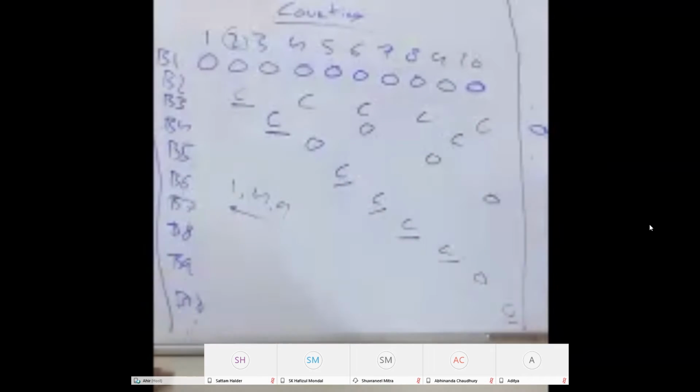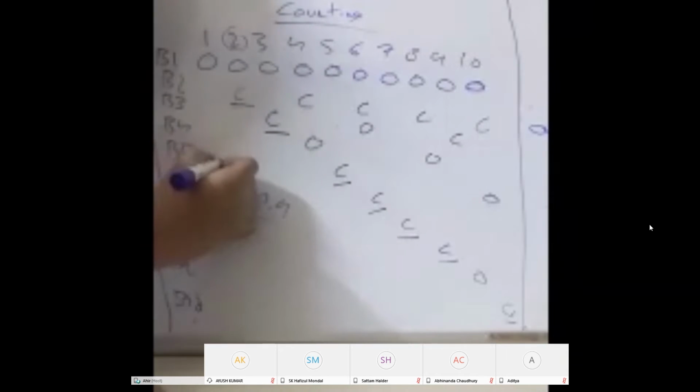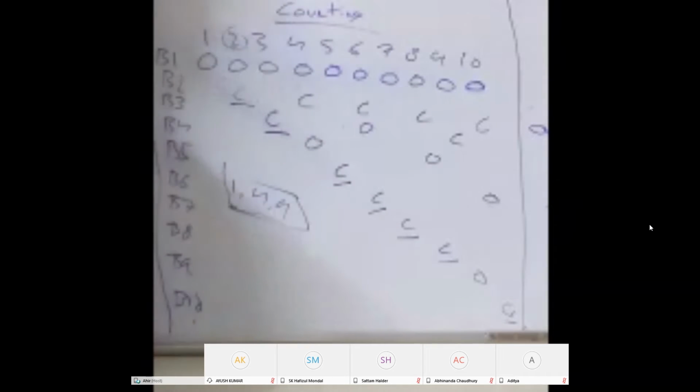Now what do these three numbers have in common? They're all perfect squares. They are square numbers. And now can anyone explain why this happened? Yes, I think I can explain. Okay, go on.